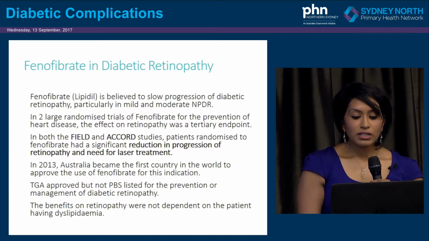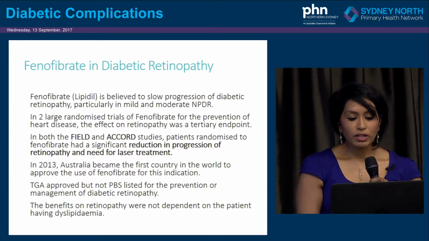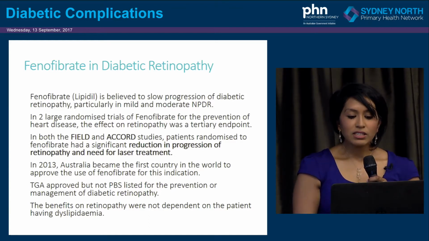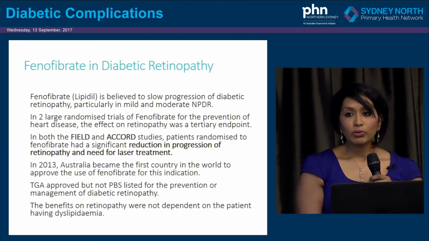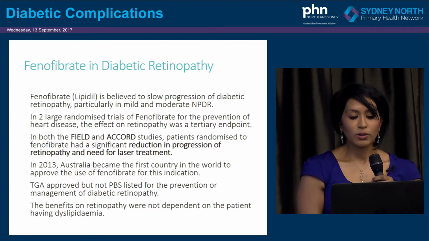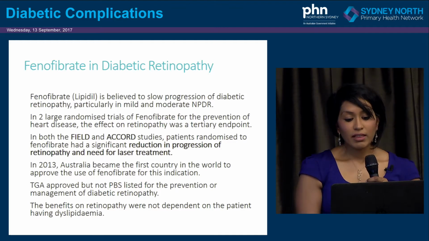So in 2013, Australia actually became the first country to approve fenofibrate for diabetic retinopathy through the TGA, but it is not PBS listed for the prevention or management of diabetic retinopathy. And the mechanism is not just through improving lipids, because patients don't even need to have dyslipidemia to benefit from it in the context of retinopathy, but there are other mechanisms that it's thought to work through.